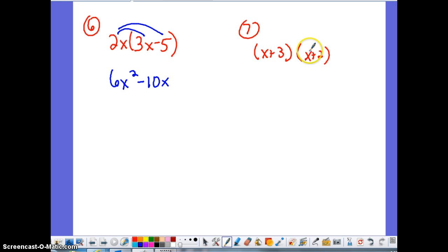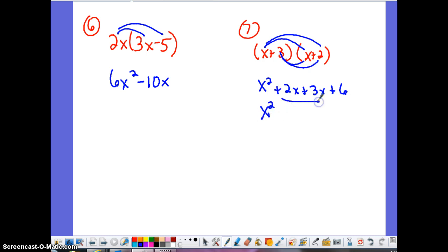Number 7, you're going to distribute the x and the 3 through the second parentheses. So x times x is going to give me x squared. X times 2 is a positive 2x. 3 times x is a plus 3x. And then 3 times 2 is a positive 6. Combining together like terms in the middle here, the 2x and the 3x gives me x squared plus 5x plus 6 for my final answer for number 7.